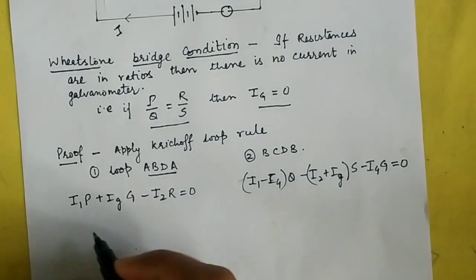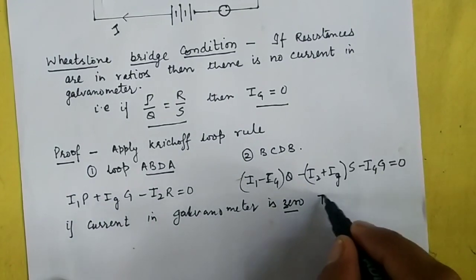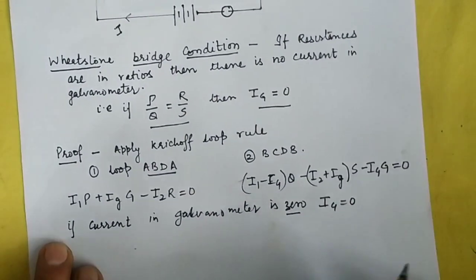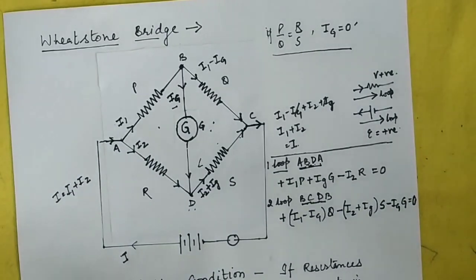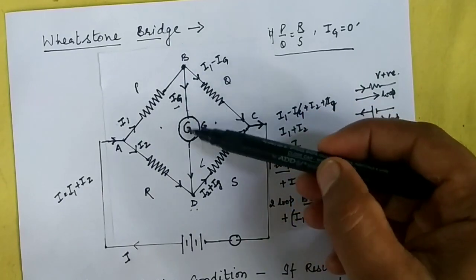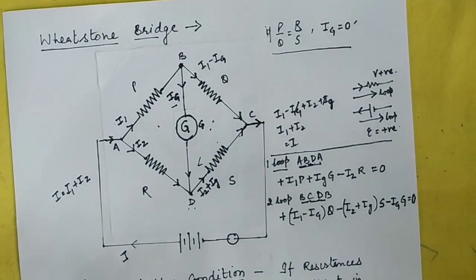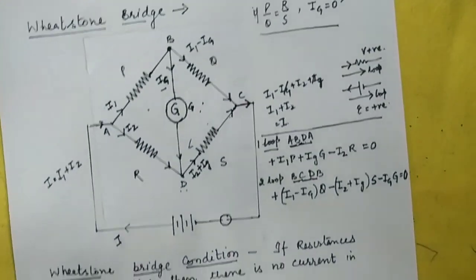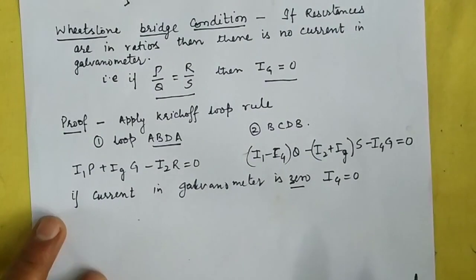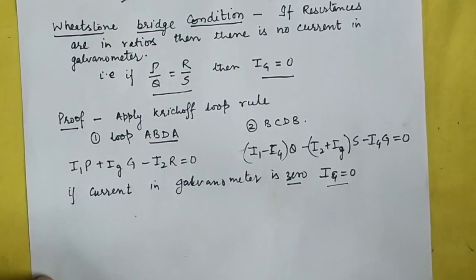Now if the current in the galvanometer is 0, that is IG is equal to 0, see this diagram. If current in this galvanometer is 0, if no current is flowing in this shunt, then we will find a relationship between P, Q, R, S. So put the value of IG equal to 0 in the above equations.